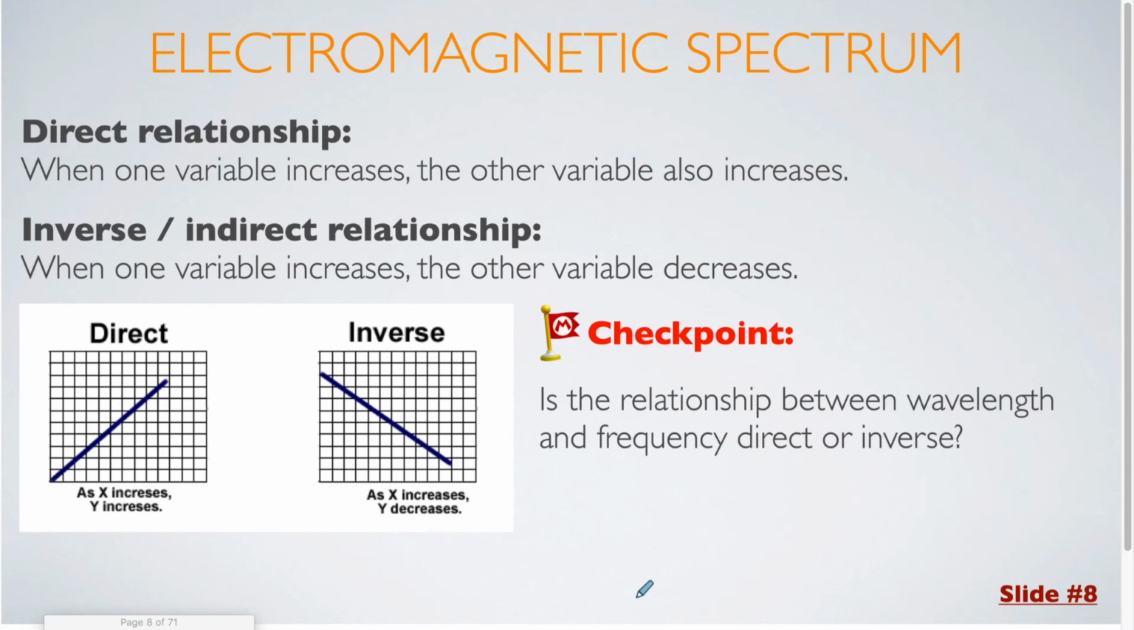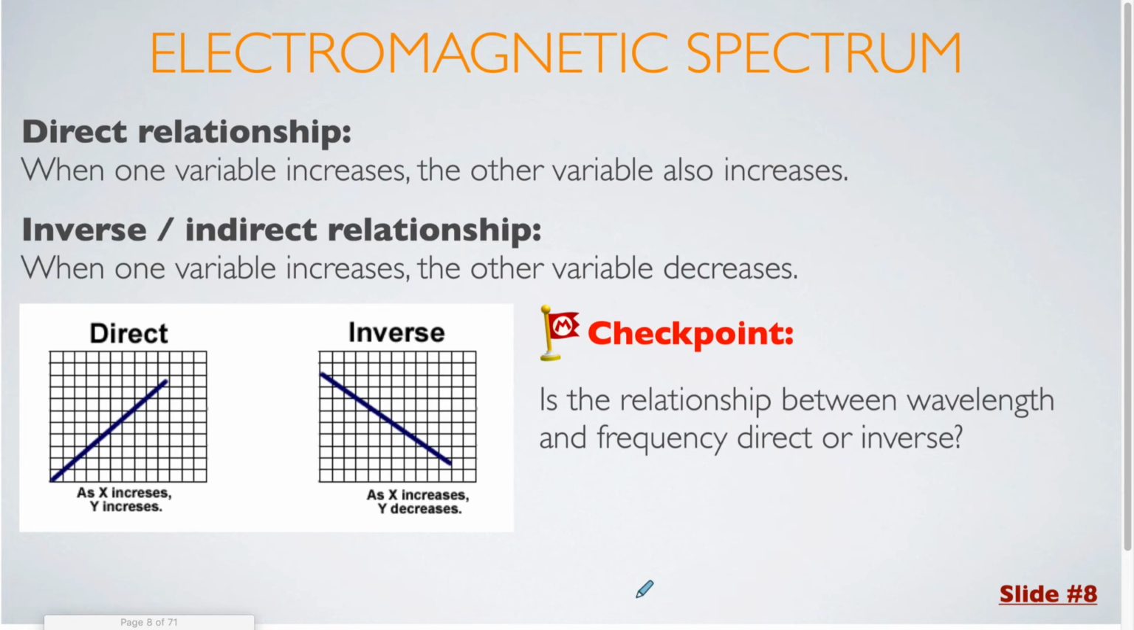A direct relationship is when one variable increases and the other variable also increases, so they move together. An inverse or an indirect relationship is when one variable increases and the other variable decreases.